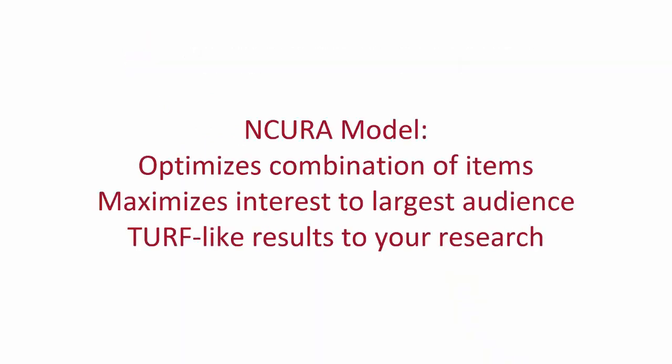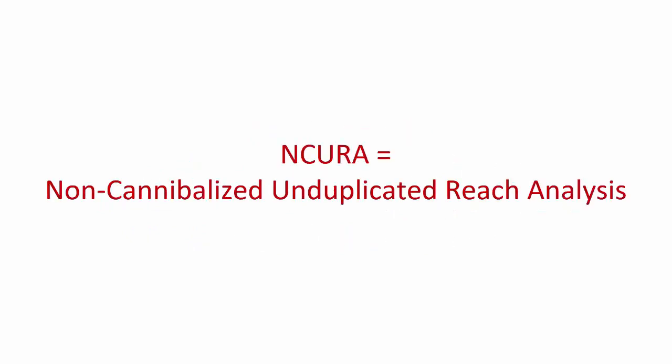Socratic NCURA provides modeling solutions to help identify the optimal combination of items that will maximize interest among the broadest possible audience. NCURA stands for Non-Cannibalized Unduplicated Reach Analysis. What NCURA produces is turf-like results, but additionally identifies the individual items that are cannibalistic to one another and therefore not necessary to offer in combination.